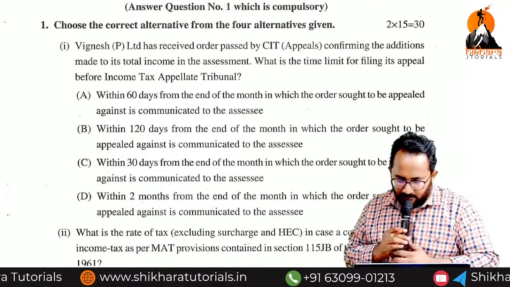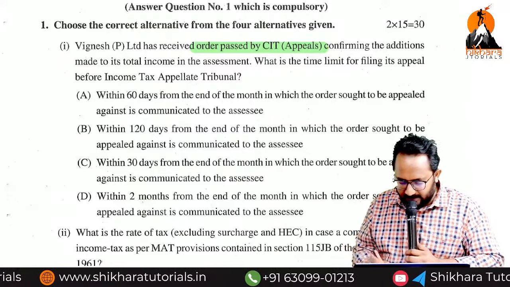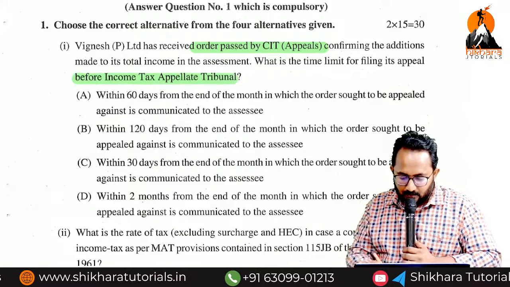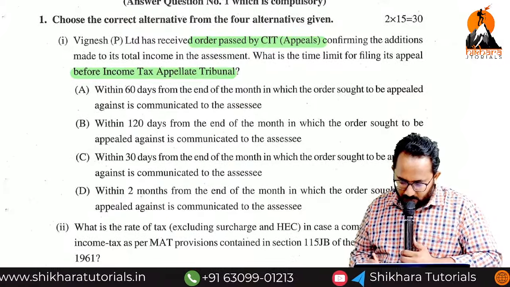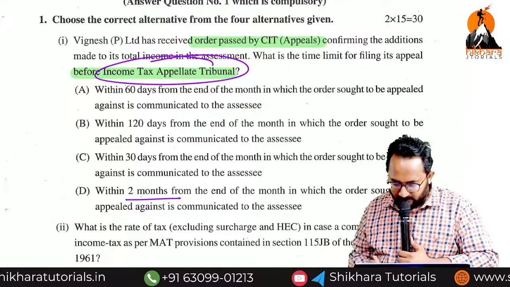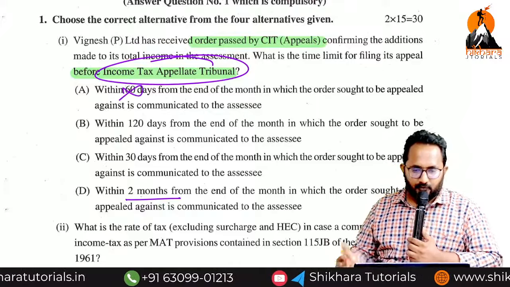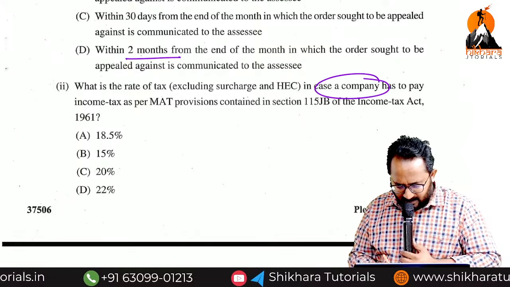CIT has given the order, but we are not satisfied with the order. What is the remedy available with us? We can file an appeal to ITAT within 2 months. After the amendment it is 2 months, not 60 days. Before the amendment it was 60 days. However, they are asking the company MAT rate of 15%.